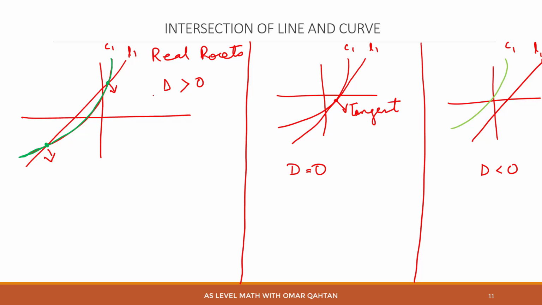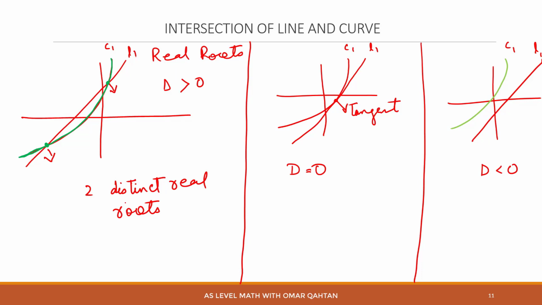We know the condition for an equation to give real roots: its discriminant should be greater than 0. So we should write here that it will provide us two distinct real roots.